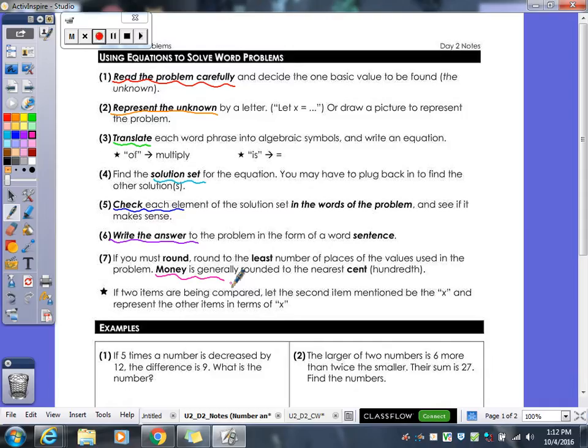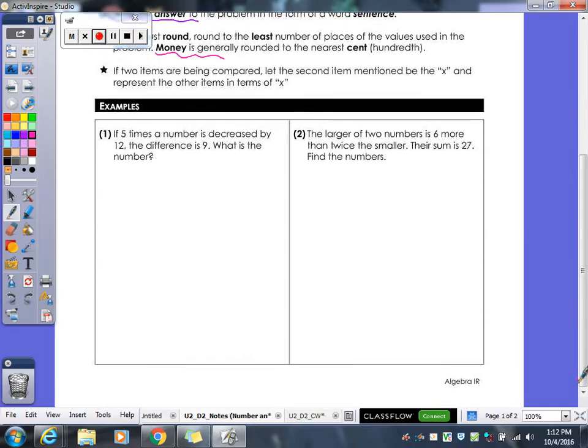So let's take a look at our examples. The only way we're going to get this is if we keep practicing them. So if 5 times a number is decreased by 12, the difference is 9, what is the number? Okay. So what are we trying to find? The number. So that's what our let statement is going to be. I'm going to say let x equal the number. So there's our first part. We have our let statement.